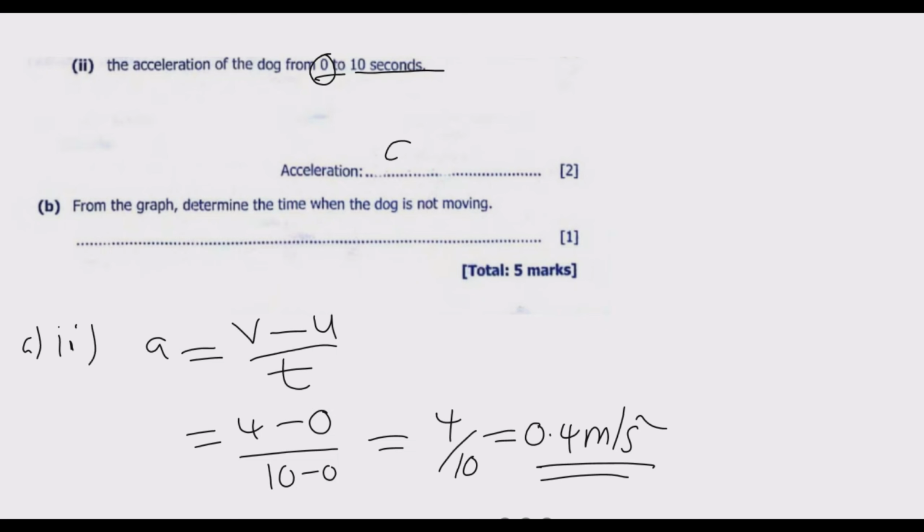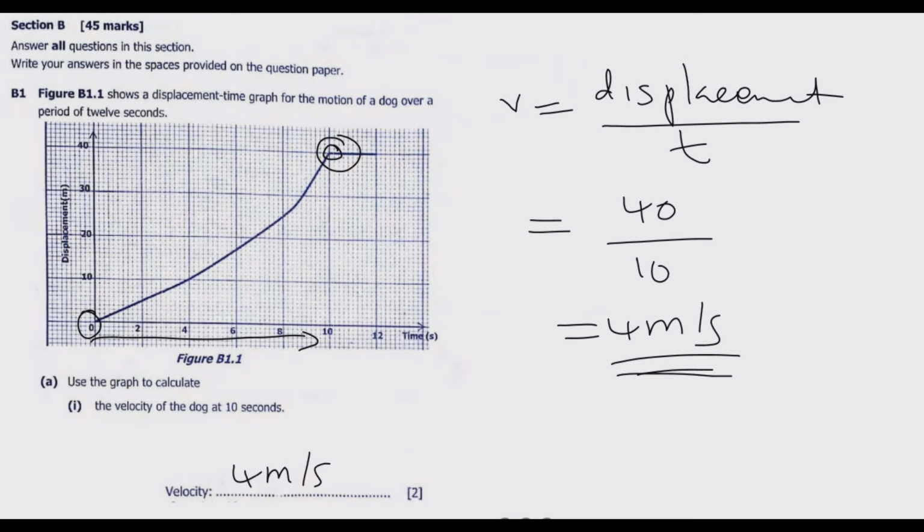Then let us look at B. From the graph, determine the time when the dog is not moving. When the dog is not moving, the displacement will not be changing, so there is no distance covered and no change in position. That period happens from here to here. It's this region, so the time is between 10 and 12 seconds.